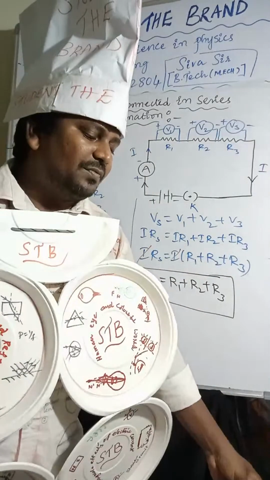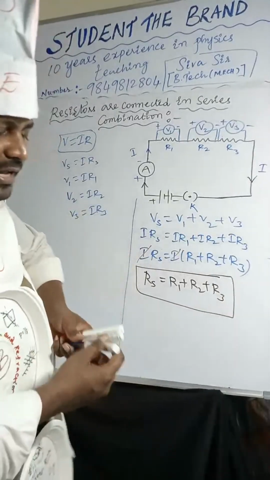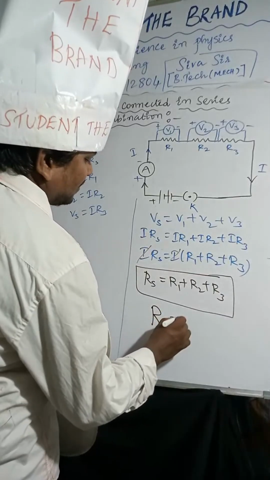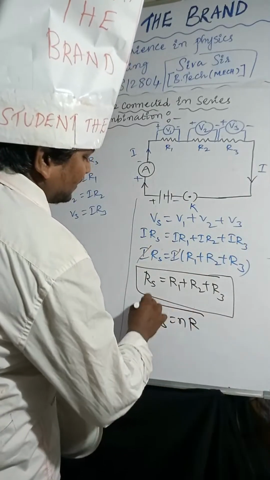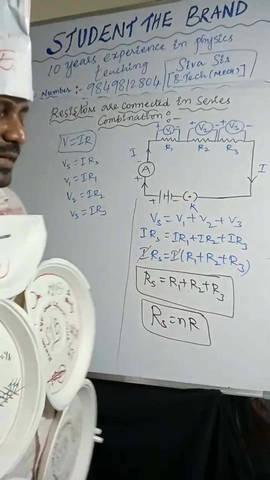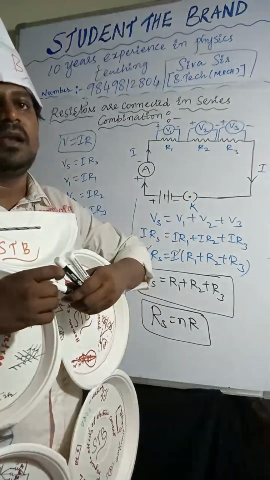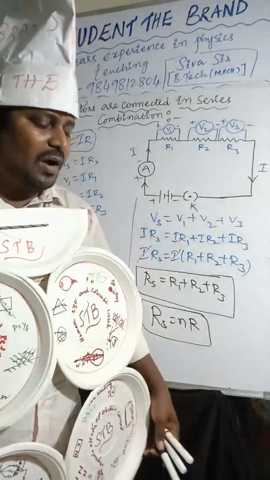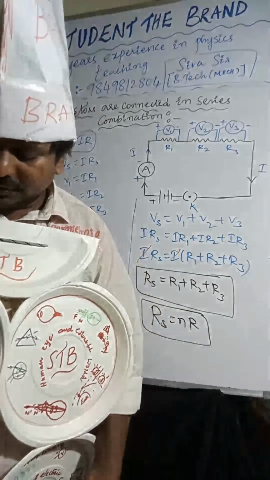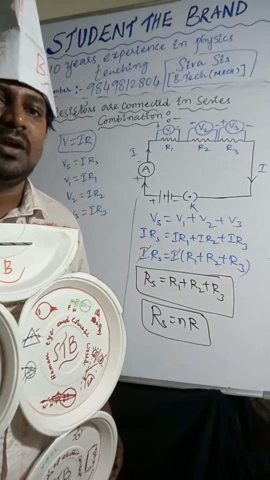If n number of resistors are connected in series combination, Rs equal to nR. So in series combination, you have to do only one simple thing: just add all the resistances. If you add, that's enough.